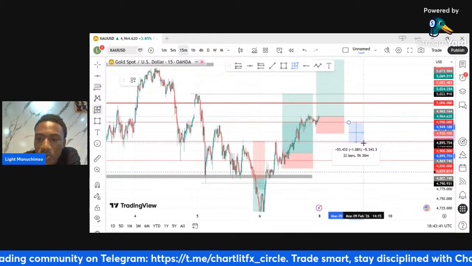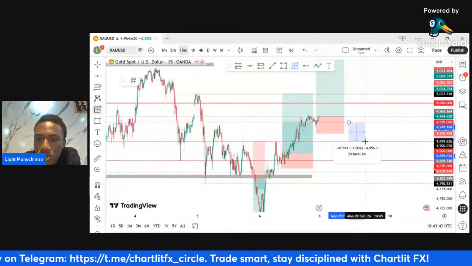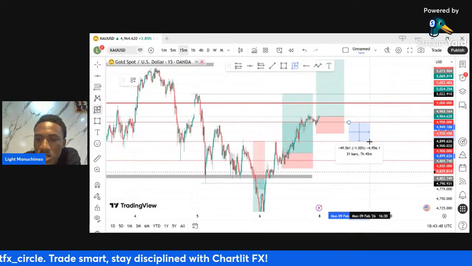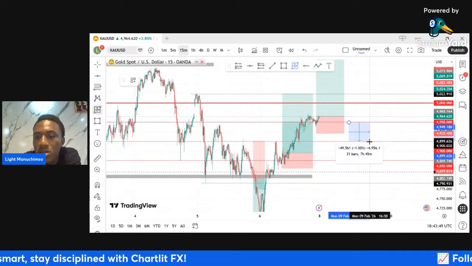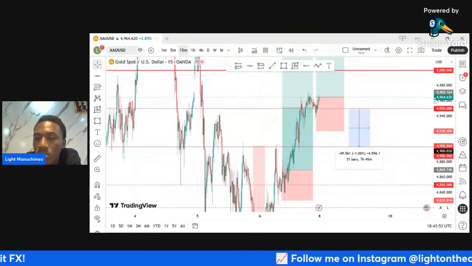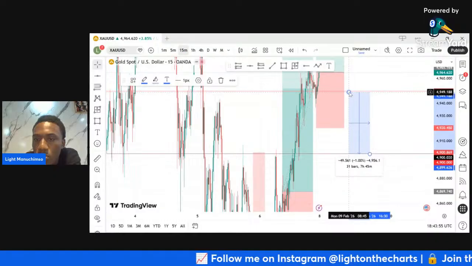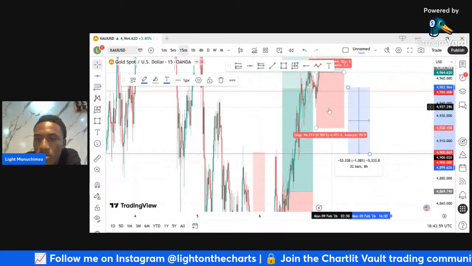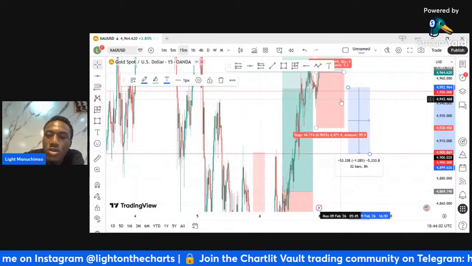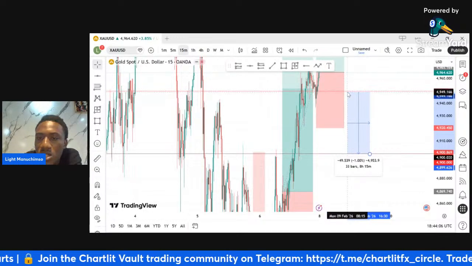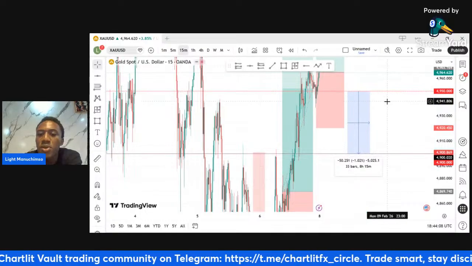Let's measure it. It's about 49. Wait, let me zoom in properly. I didn't get it perfectly. Okay, let me just get here. You can see it's 50 pips.